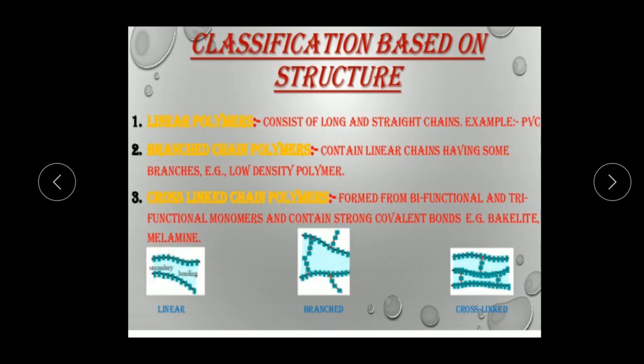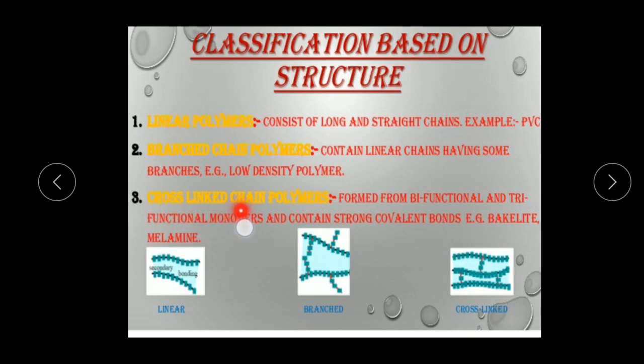The second one is branched chain polymers. They contain a linear chain having some branches. Look at the figure here. There is a long linear chain, and from the chain a branch originates, so it is called a branched chain polymer. For example, low density polyethylene.